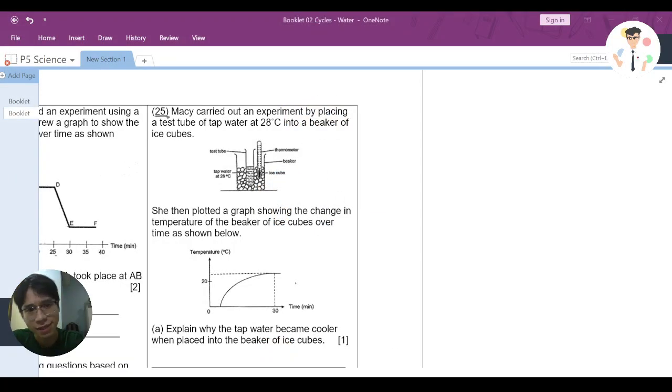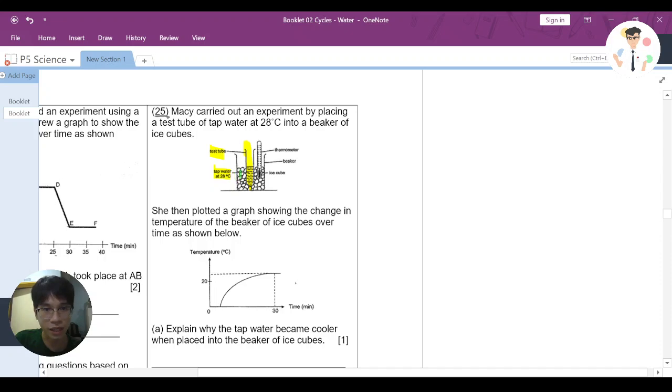Welcome back to digital class, and this is a discussion for our cycles in water booklet, and let's look at this question together. So this question says that Mary carried out an experiment by placing a test tube of tap water at 28 degrees Celsius into a beaker of ice cubes. So you can see that this is the test tube with the tap water at 28 degrees Celsius, and it is placed into a beaker of ice cubes.